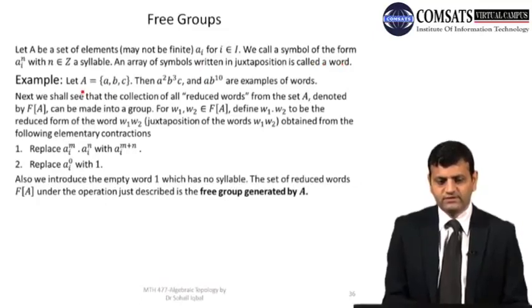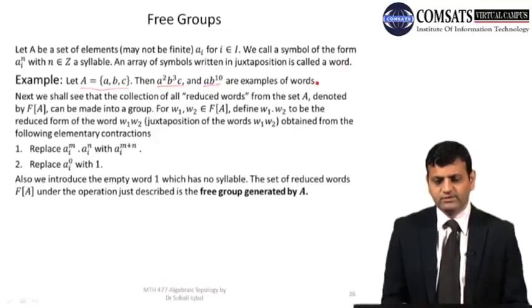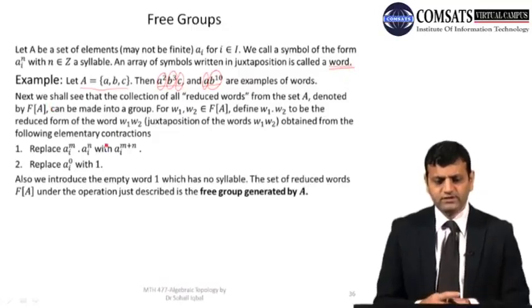So for example, if the set A is {a, b, c}, then a squared b cubed c, and a b raised to power 10 are examples of words. So in this case, a squared is a syllable, b cubed is a syllable, c is a syllable. We multiply these three syllables to form a word. Similarly, a is a syllable, b raised to power 10 is a syllable, and we multiply them to get a word. So next we shall see the collection of all reduced words.